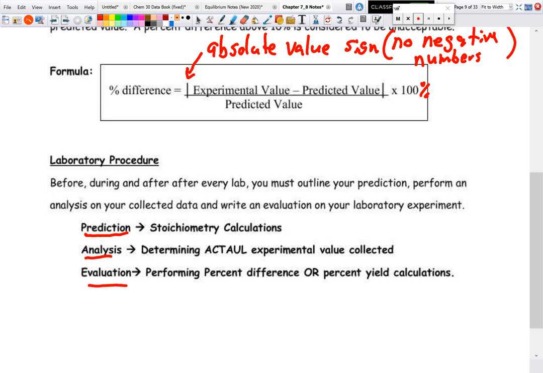Your prediction is always going to be your stoichiometric calculations. In every lab that you have in chemistry, this is what you're doing. One of them is solving for a concentration. What mass should you produce? So this is your prediction that you're trying to get.